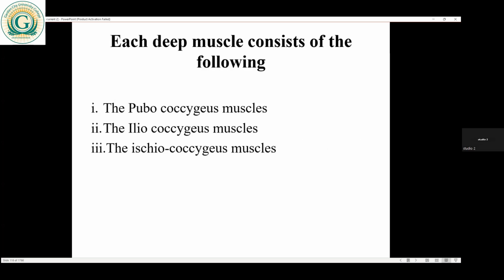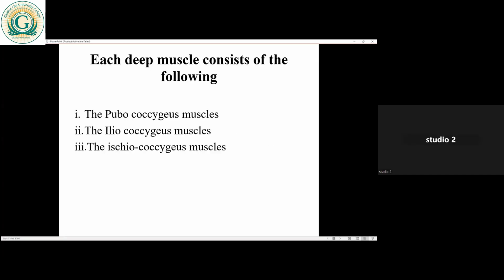Now, each one of these muscles consists of the following. We are talking of deep muscles. These muscles, two of them, when you take one, it is divided into three. We have pubococcygeus. Anytime you are talking of muscles in anatomy, you look at the origin and insertion. The pubococcygeus muscle starts at the pubis and ends at the coccyx. The iliococcygeus muscle starts at the ilium and ends at the coccyx. And the ischiococcygeus muscle starts at the ischium and ends at the coccyx.